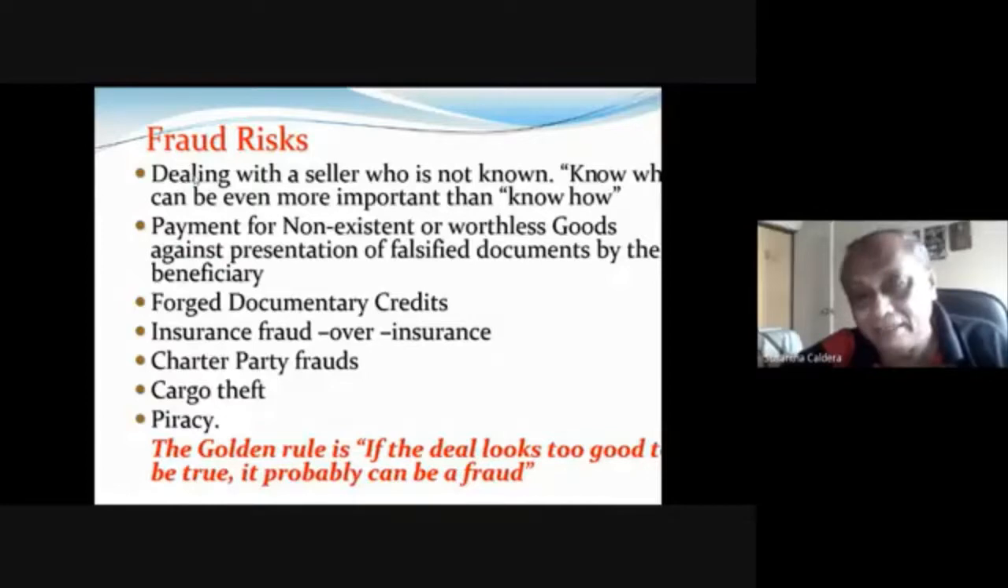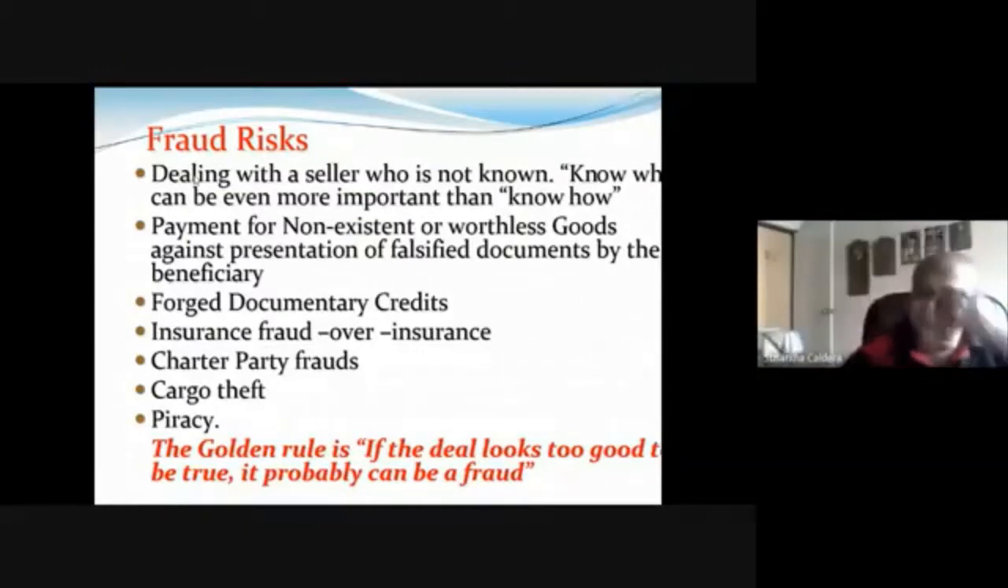Make a plan. Then we'll go for an insurance claim. Insurance claim for 10,000 worth of goods, he is getting $25,000. Right? That's also a fraud. Charter party frauds. Charter party frauds is another common thing in international trade. Charter party means hired ships. A ship that is completely hired for one transaction.